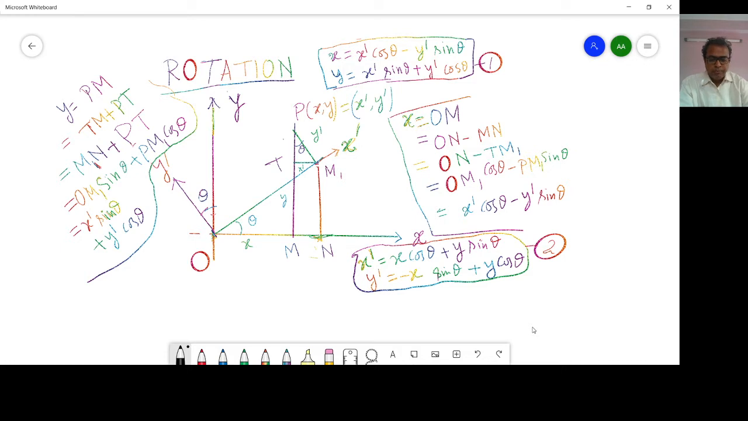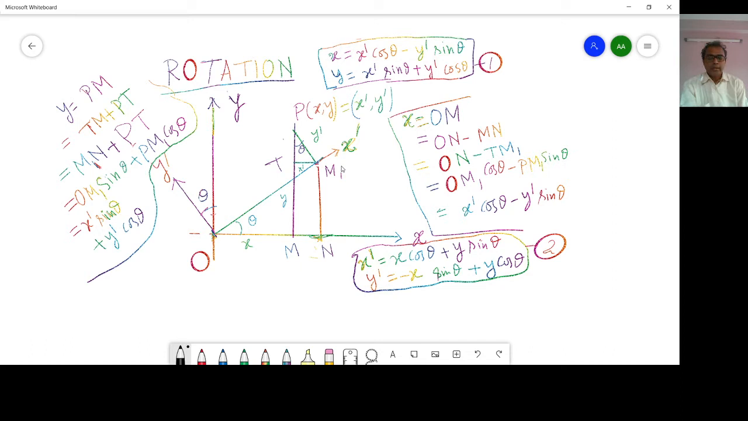Now I start with the rotation of axis, that is, the change of axis without changing the origin. Here let OX and OY be the set of rectangular axes with O as origin. Now let these axes be rotated through an angle theta.